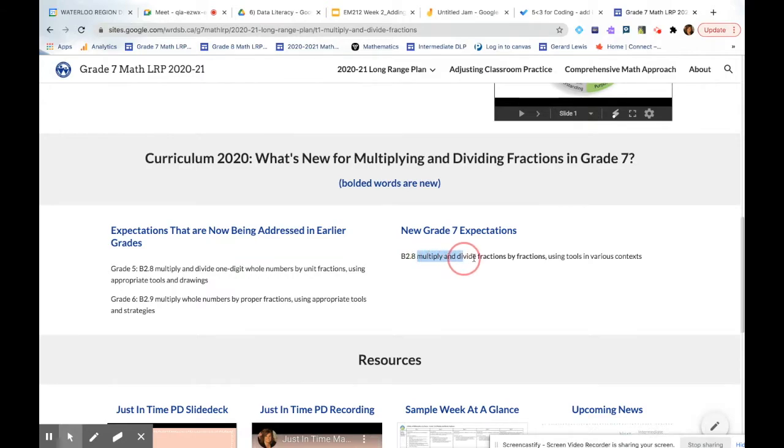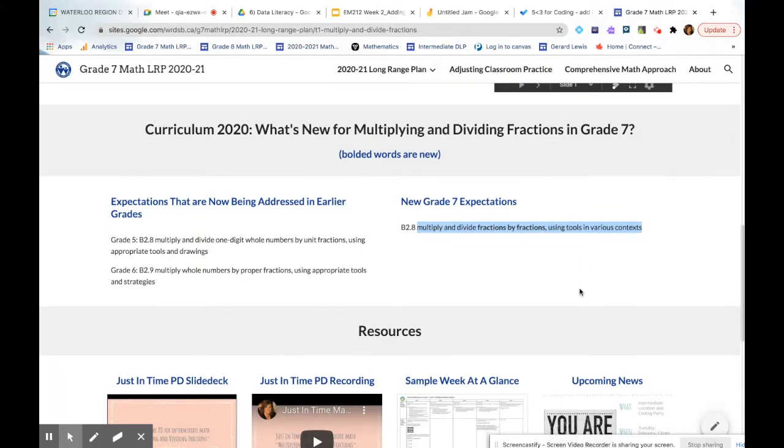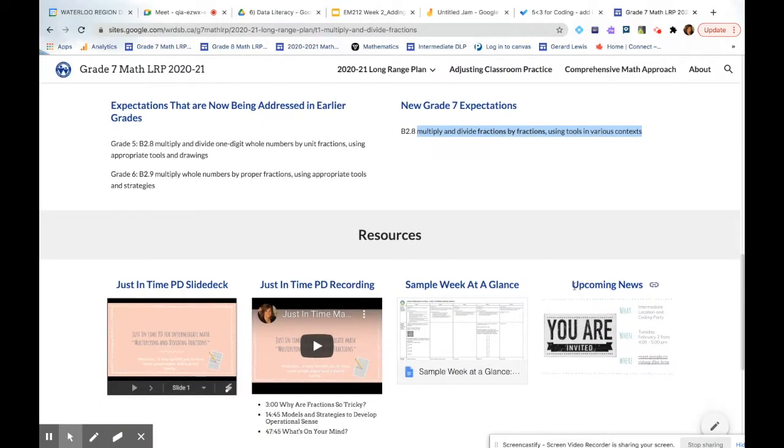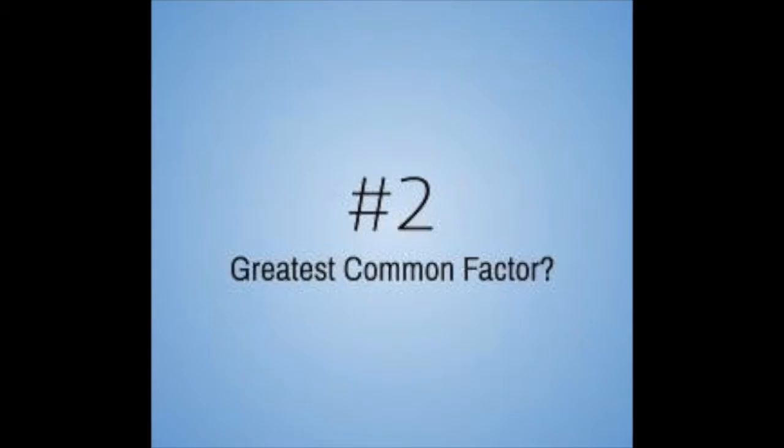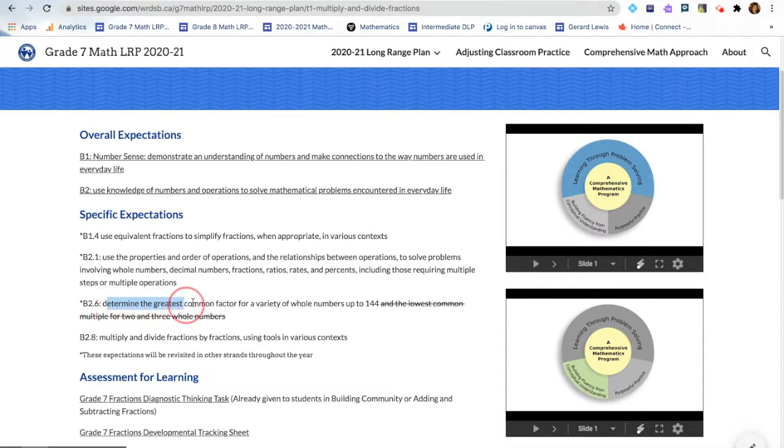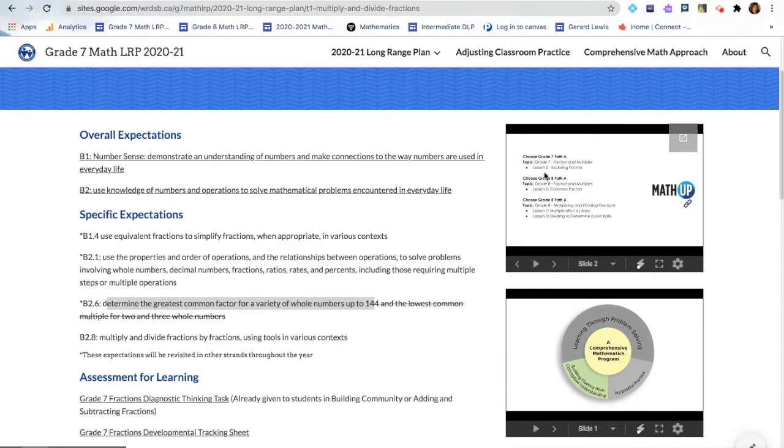Students in grade 7 will now be expected to multiply and divide fractions by fractions, which used to be a grade 8 expectation. As always, we have provided you with a sample week at a glance to help you navigate these changes. The expectation to determine the greatest common factor for a variety of whole numbers up to 144 has been embedded in this topic to support students with the skills required to simplify fractions. In the Learning Through Problem Solving slide deck, you will find reference to Math Up lessons that support this expectation.